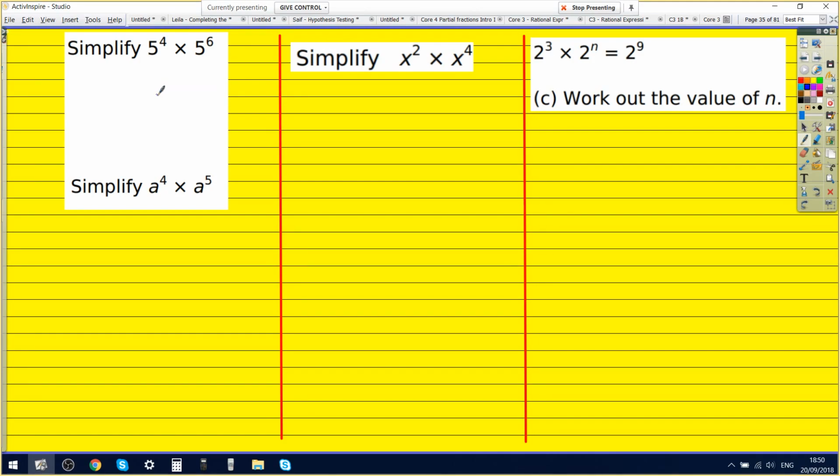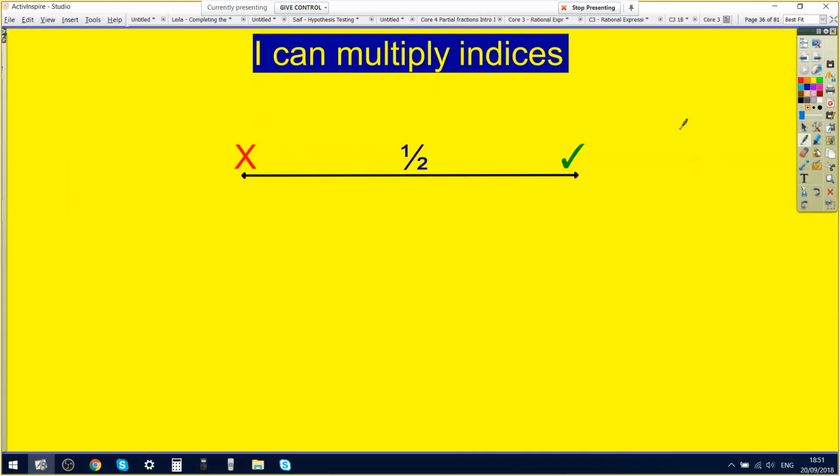Top left. 5 to the 10. Yeah. Underneath it. A9. Well done. Middle. X to the 6. And top right. 2 to the 6. Well done. 2 to the 6, so n is 6. I can multiply indices. Tick.